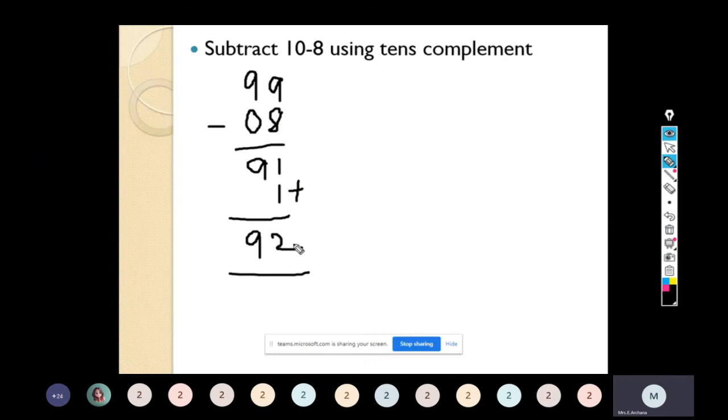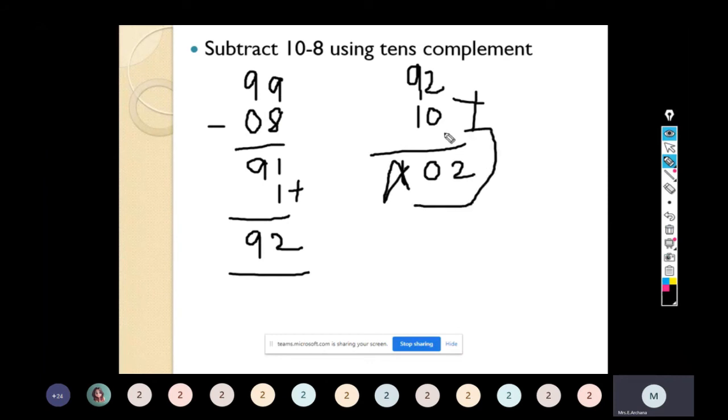That is 92. Now it is going to get added with A. So 92 plus, what is A? A here is 10. So 92 plus 10 will be 102, right? Discard the carry. When we discard the carry, the answer will be 2. This is the answer for the subtraction of 10 minus 8 using tens complement. Right? Next.